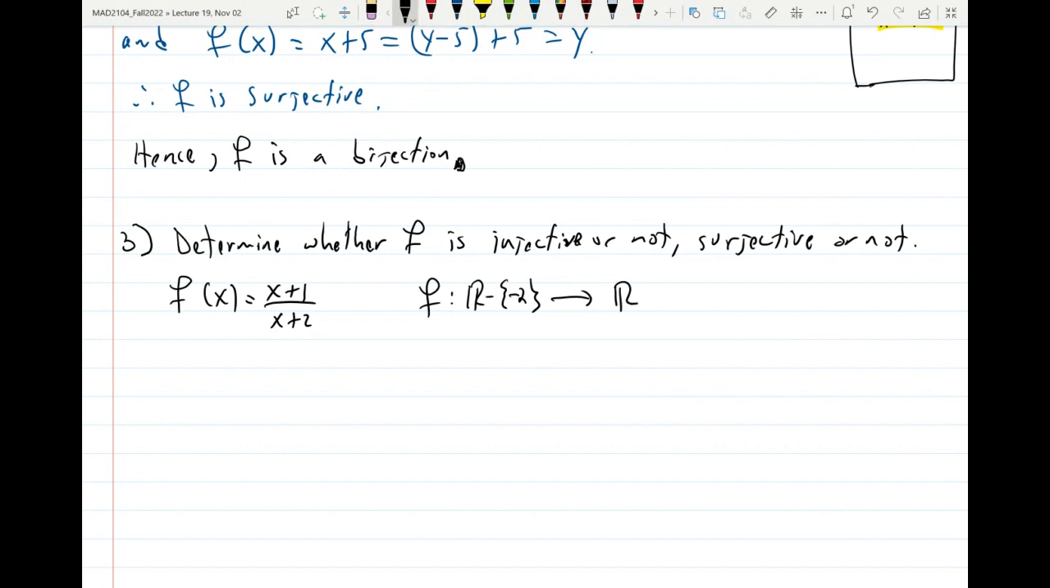So this is not a function from R to R because this function is not defined at -2. Okay, that will make 0 down here. You understand this? So you have to take that out. Other than that, everything is fine. And the formula is x goes to x plus 1 over x plus 2. Let's see, what do you think? Is this injective? Is this surjective?